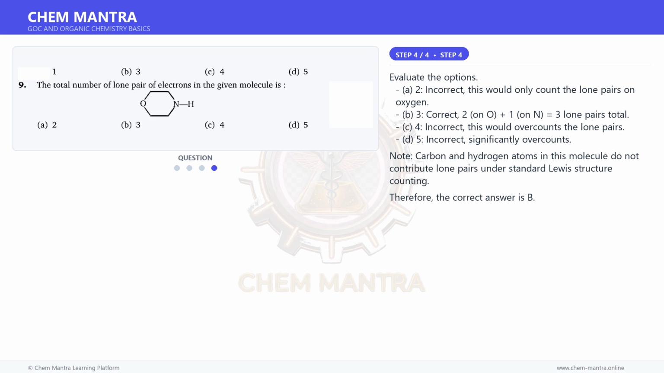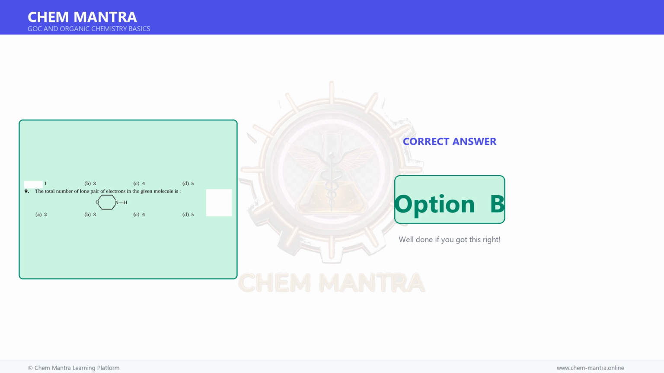Note, carbon and hydrogen atoms in this molecule do not contribute lone pairs under standard Lewis structure counting. Therefore, the correct answer is option B.